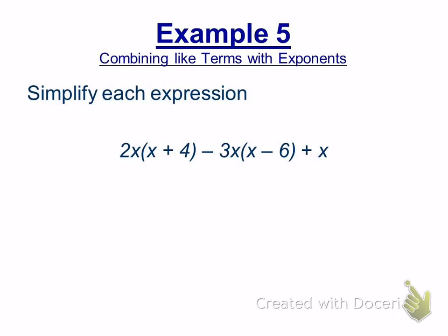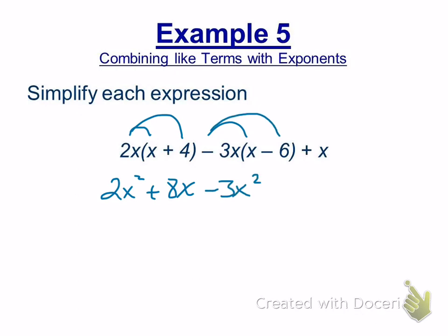When you distribute the first one, you get 2x squared plus 8x. Then for the second one, you would get negative 3x squared, and then you would add 18x, because negative times negative is positive. And then you add x. We've got this straggler, plus x, hanging around, right? You have to be careful not to forget that term.